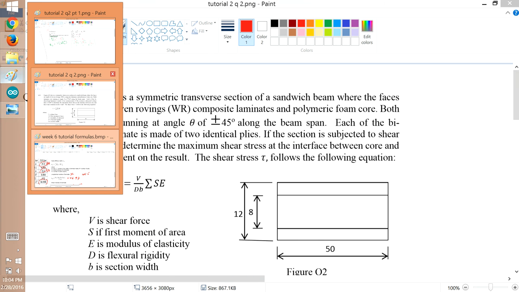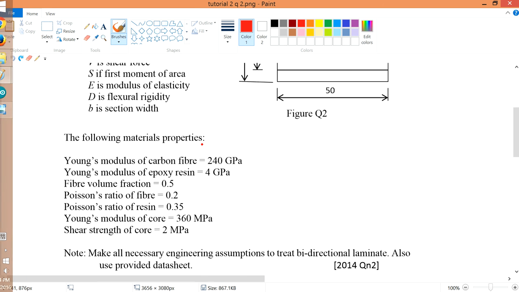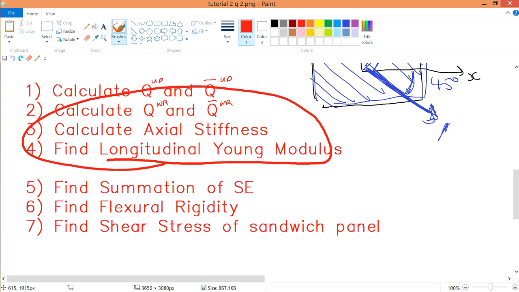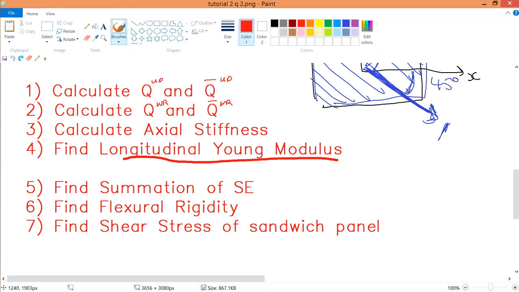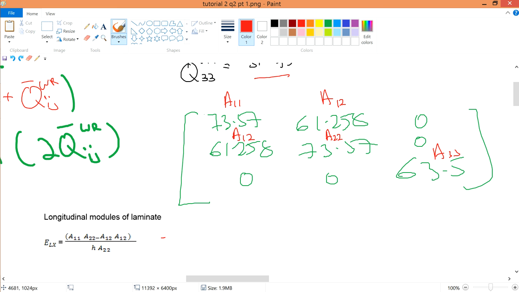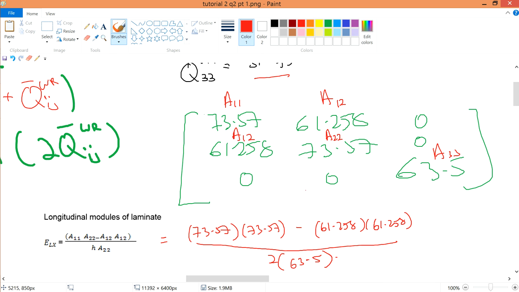a long way away from our answers. But just to double check, where are we now? We are at calculating axial stiffness, and we are at the last step of the first part. So we are going to find the longitudinal Young modulus, Eox. So where's the Eox formula? Your Eox equation is this one, you should be able to memorize. It's just substituting in A1, A2, so we have all those values already.